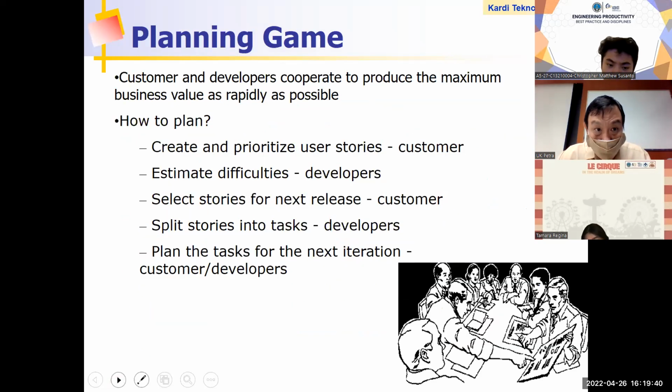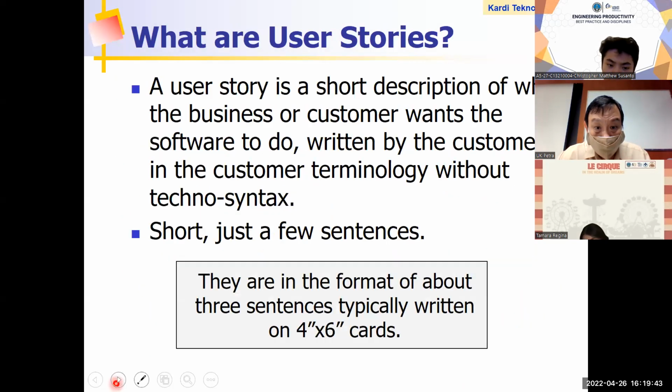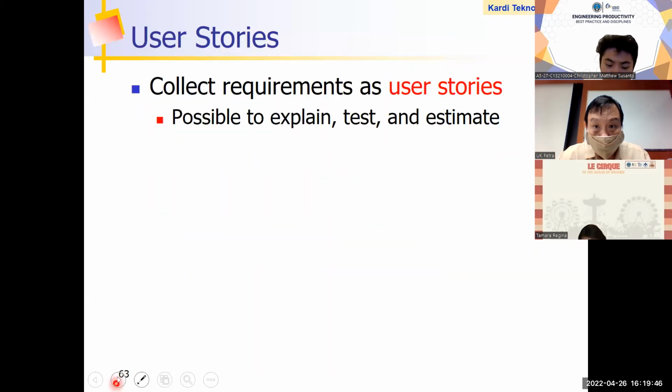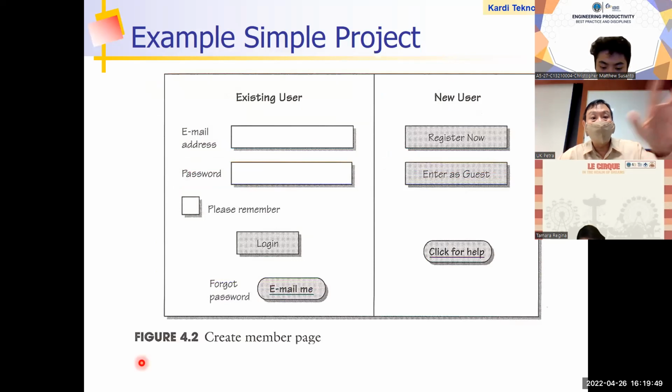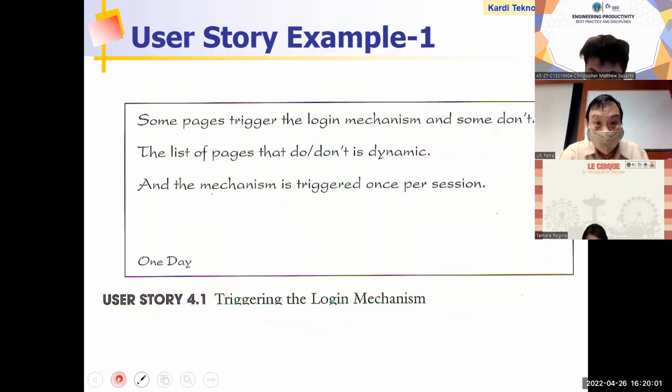Can I have an example before I come back here? Wait. Example, this is a simple project. Okay? Say just create a login authentication. Yeah? This is just example only. Create a member page. So, and this is an example of user story. In the jargon of the business, some pages trigger login mechanism, some don't. The list of pages that don't or do is dynamic. The mechanism is triggered once per session. Okay, this is the story created by the client.